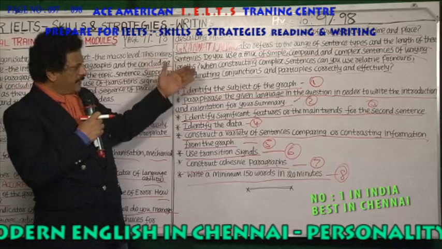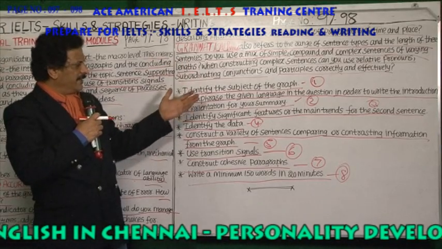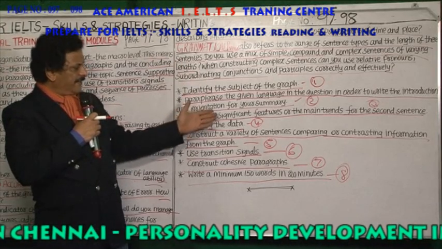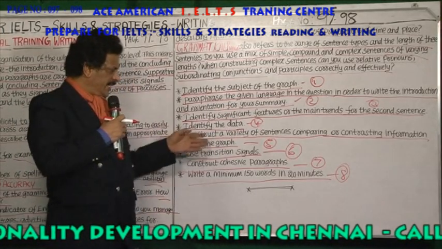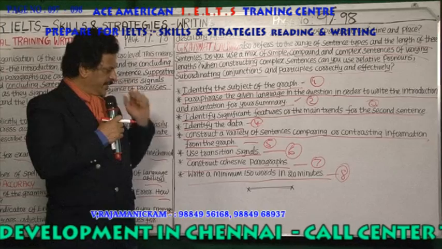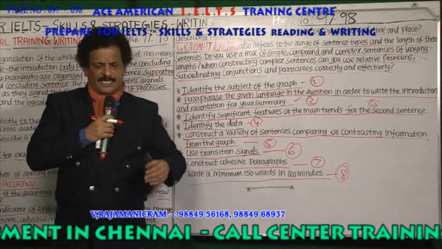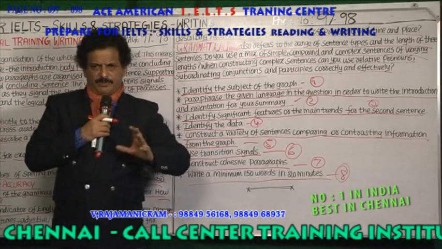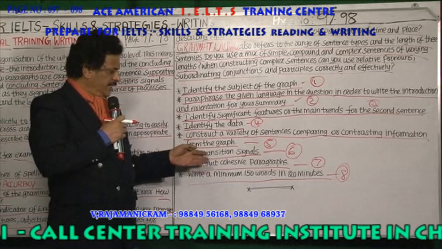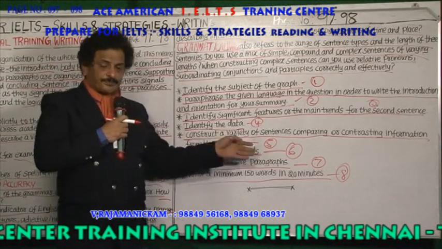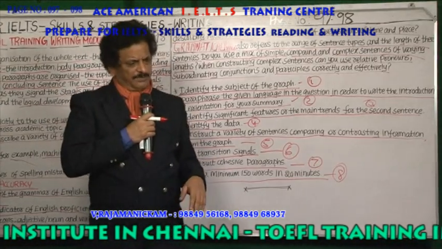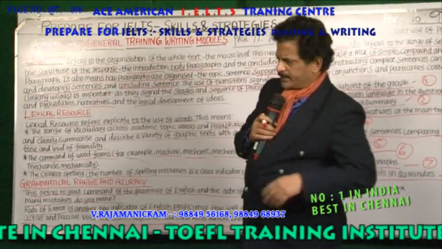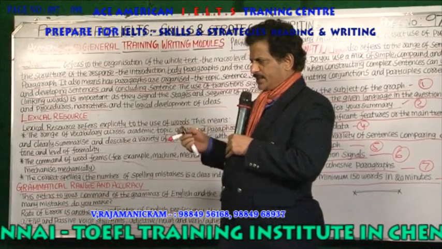What you have to do: identify the subject of the graph, paraphrase, and identify the significant features of the main sentence. For the second sentence, you have to write data identification, constructing various comparing and contrasting information which you have to find out. Use transition signals, cohesive paragraphs, and 150 words in 20 minutes. This is the most important. So I request the IELTS taker to come forward and tell what she is able to understand.